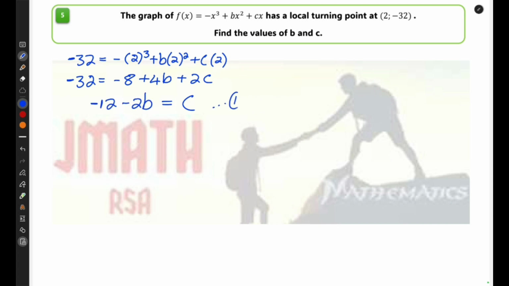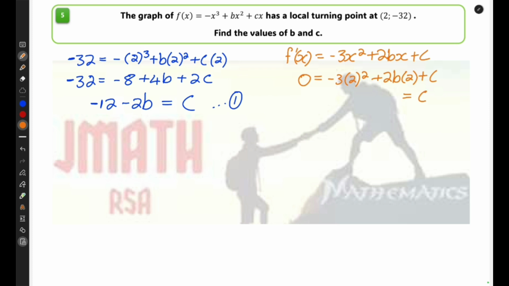That is equation 1. Now, because this is a local turning point, I can get the derivative and make that equal to 0. So let's do that so long. So the derivative of f is equal to minus 3x squared plus 2bx plus c. And I can sub in 2 into x if I make it equal to 0. So minus 3 times 2 squared plus 2b times 2 plus c.